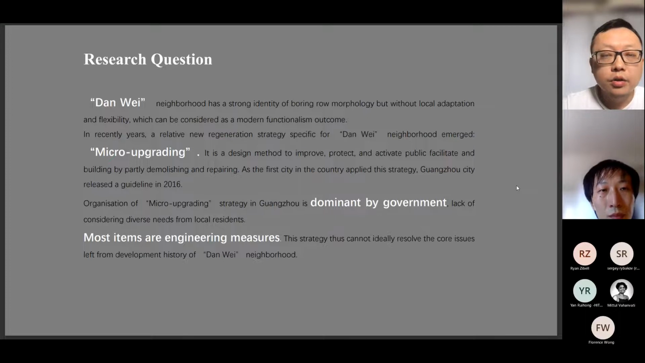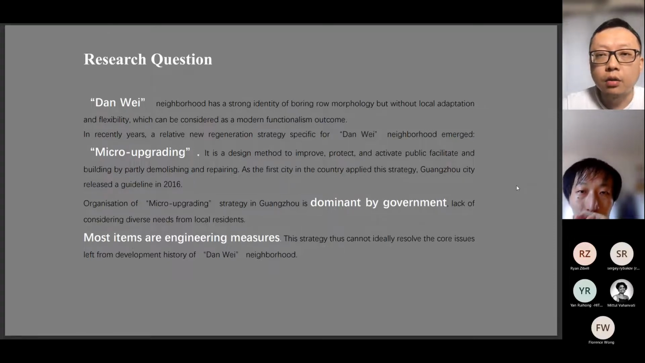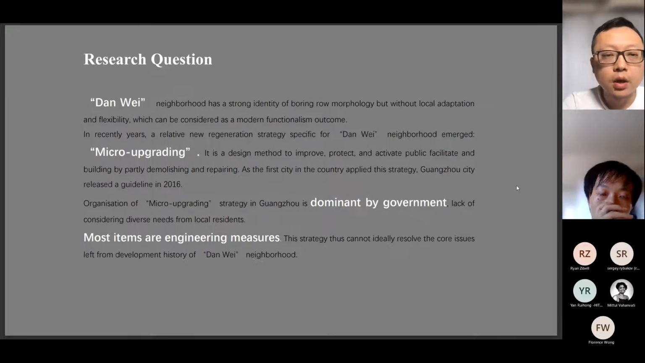So the major research question of this paper is, firstly, that the Danwei neighborhood has a strong identity of rigid morphology, but without local adaptation and flexibility. Although in recent years specific micro-upgrading regeneration strategies have been applied in Guangzhou, they have some problems. Firstly, they are dominated by the government, so they lack consideration of the diverse needs of local residents. Secondly, most items are engineering measures. So our course will focus on these research questions.